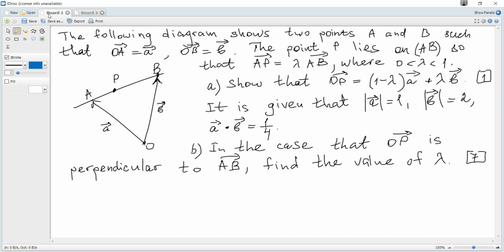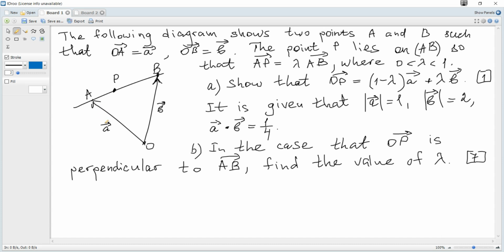The following diagram shows two points A and B such that vector OA is vector a, and vector OB is vector b. The point P lies on AB, so that vector AP is lambda times vector AB, where lambda is from 0 to 1. Question a: show that vector OP is (1 minus lambda) multiplied by vector a plus lambda multiplied by vector b.